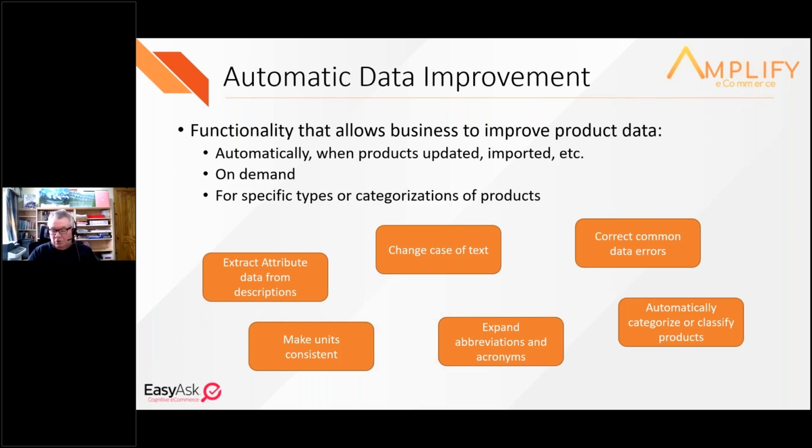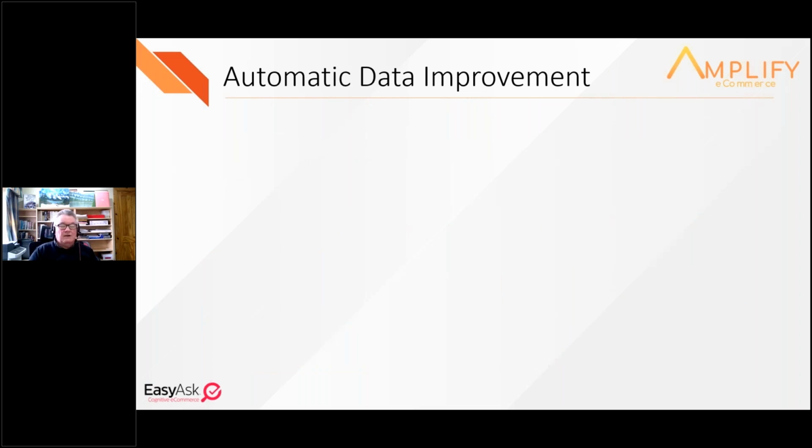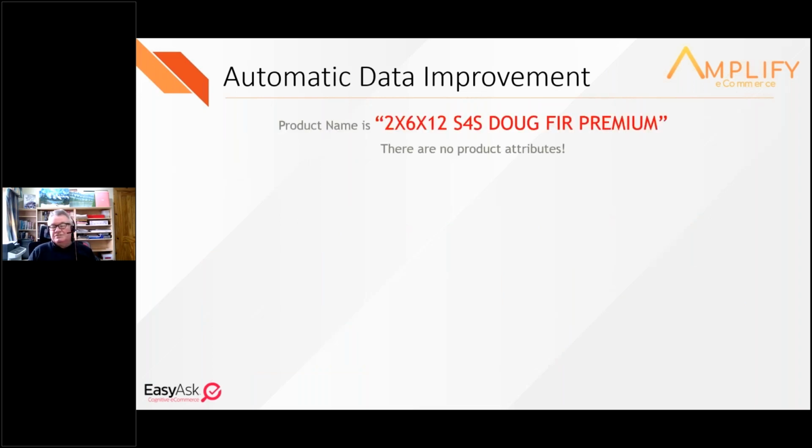I've got an example, which I'll show you on the screen, which is a customer who was selling lumber. And this is a product name. As you can see, it's full of information, but it's not great for searching. How can I find all the 6-inch wide planks of lumber? I can see that this is actually 2x6x12, but we don't have any attributes, so we can't filter on it.